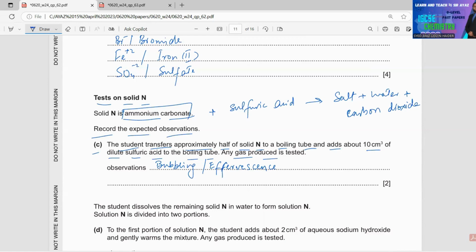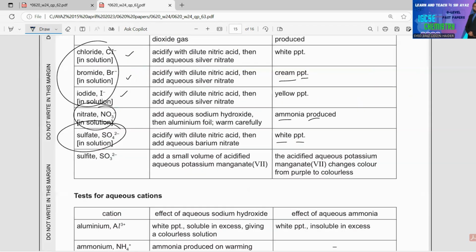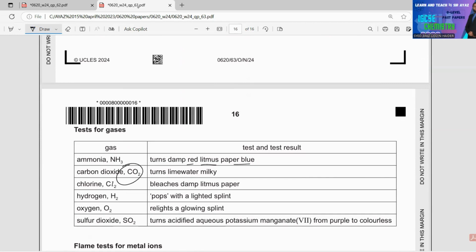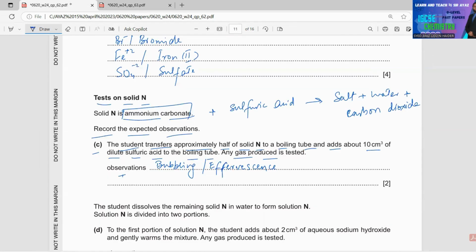Now they are saying any gas produced is tested. So look at the test for the carbon dioxide gas. Here's carbon dioxide gas. It turns lime water milky. So you write turns lime water milky.